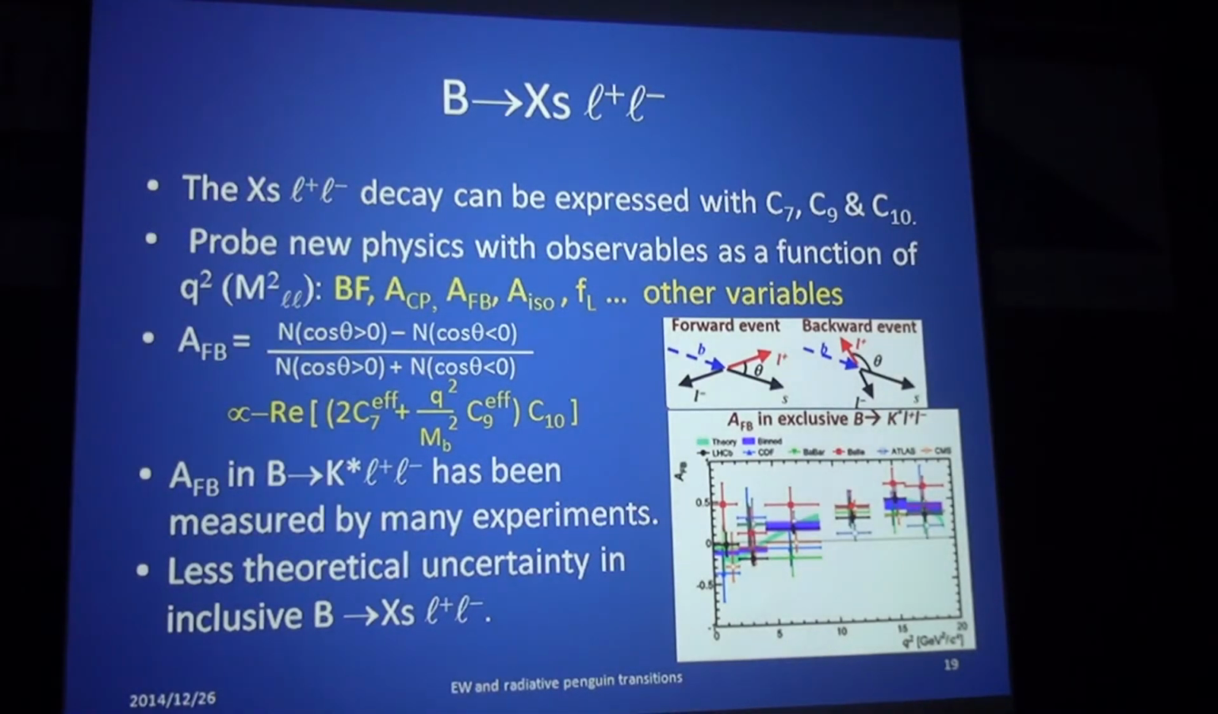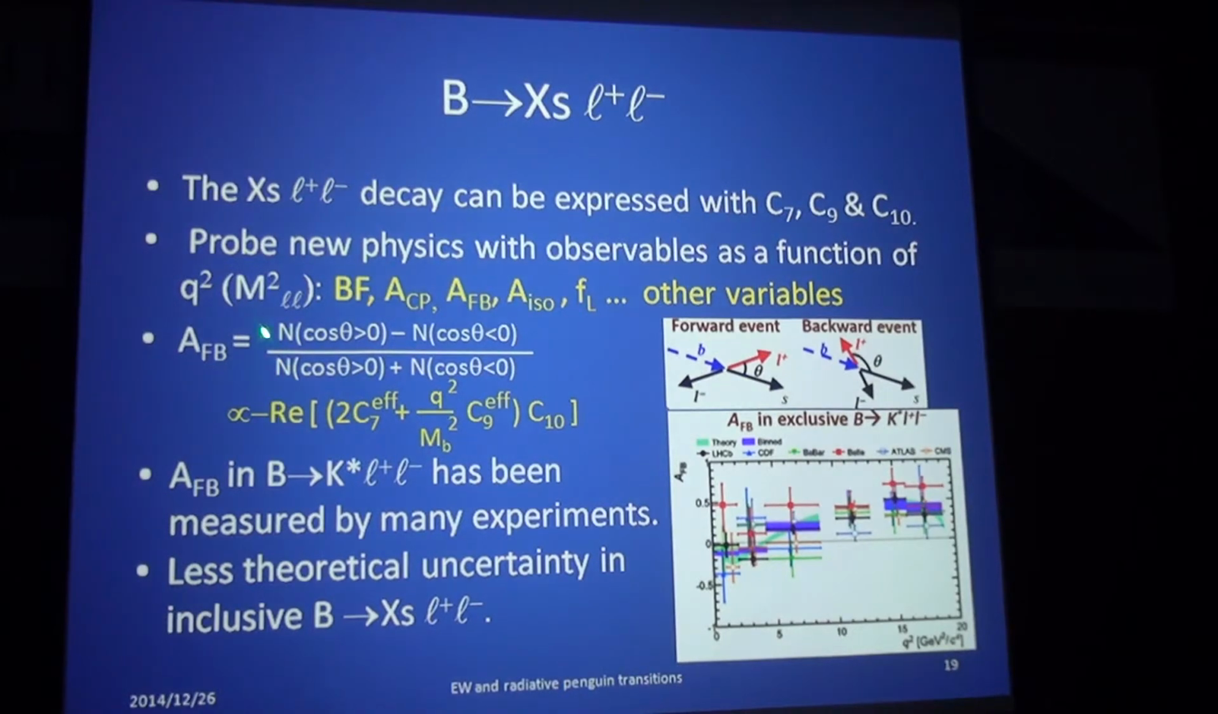And let me switch gears to talk about B to Xs l+ l-. I am running out of time. This decay can be described by these various Feynman diagrams. They are sensitive to the C7, C9, and C10 coefficients. We can probe new physics in many observables.